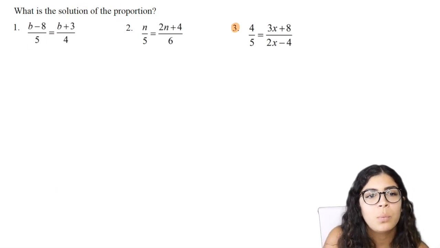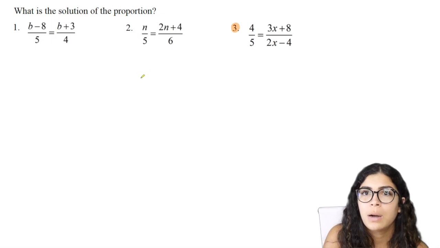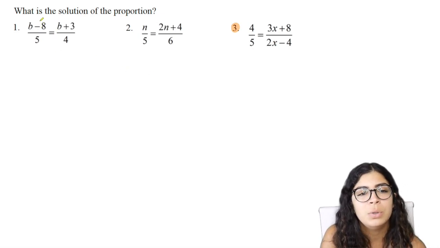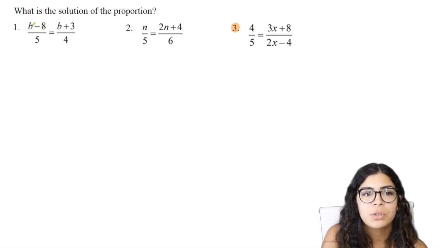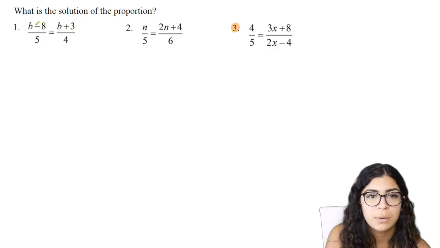So we still have one fraction equal to another fraction. It's just that on the numerator of this fraction, we have more than one term. But it doesn't matter. If you have a proportion, right, one fraction equal to another fraction, then you can go ahead and do the cross products, and the cross products will be equal to each other.